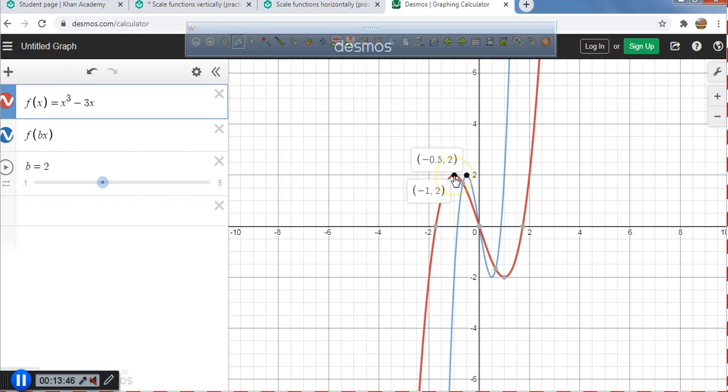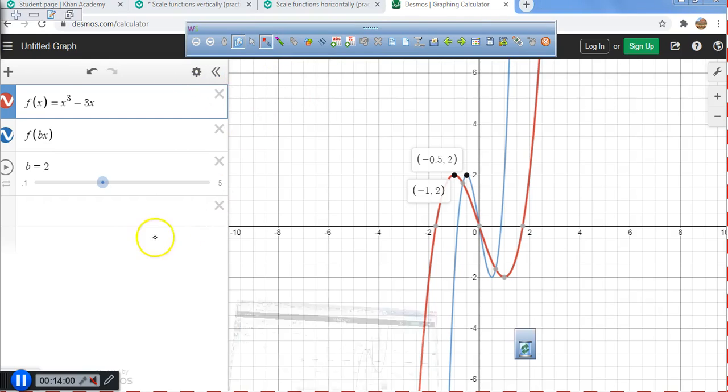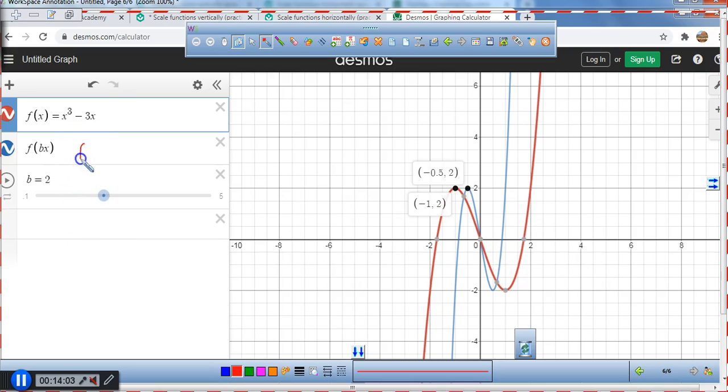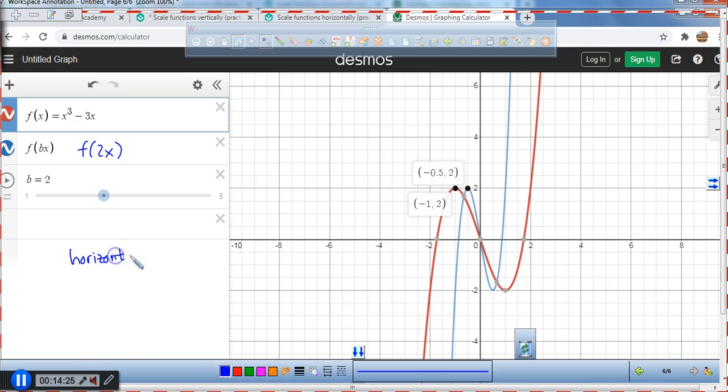So now it was at -1, now it's at -1/2. So what happened there? Even though that number is a 2 right there, I'll make sure you understand what I'm talking about when we go and write on this. Right now we have f, the blue function there, and I have what's known as f of 2x. So our b value is 2, but look what happened. It went from -1 to -1/2. What does that mean? That means it was horizontally compressed by a factor of 1/2.